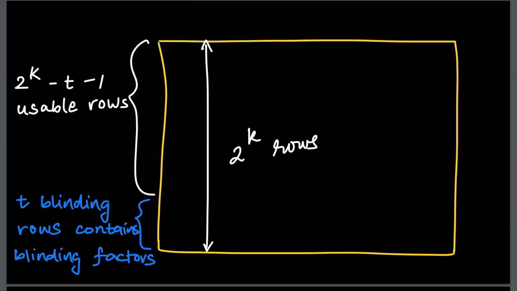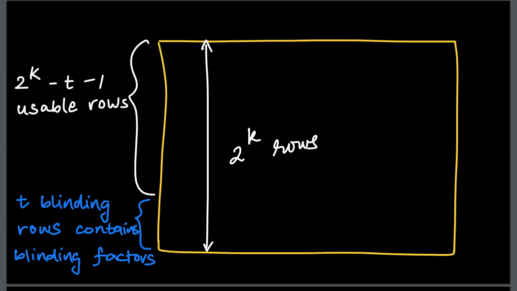So the whole table has 2 to the power k rows, and I don't think there's a limit on columns, but you have 2^k rows, but not all of those rows are usable. Usable in the sense that you cannot assign values to some of the cells in the table. So the first 2^k minus t minus 1 rows are usable. You can assign values to the cells. And the last t rows are called blinding rows because they contain blinding factors.